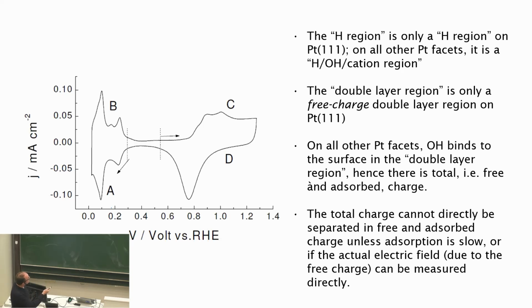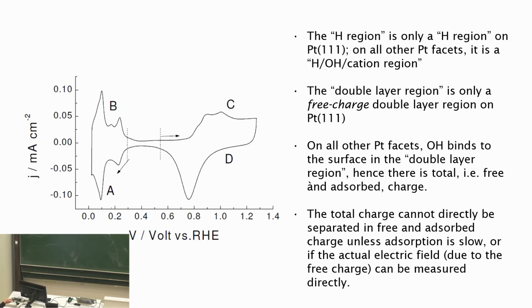This double layer region here, I would argue, is only a real double layer region in terms of free charge, or it's ideally polarizable, on platinum 111. On all other surfaces, we have adsorbates sitting there. We have hydrogen sitting there. We have OH sitting there. Their coverage changes as a function of potential, but it's not a clean platinum surface.